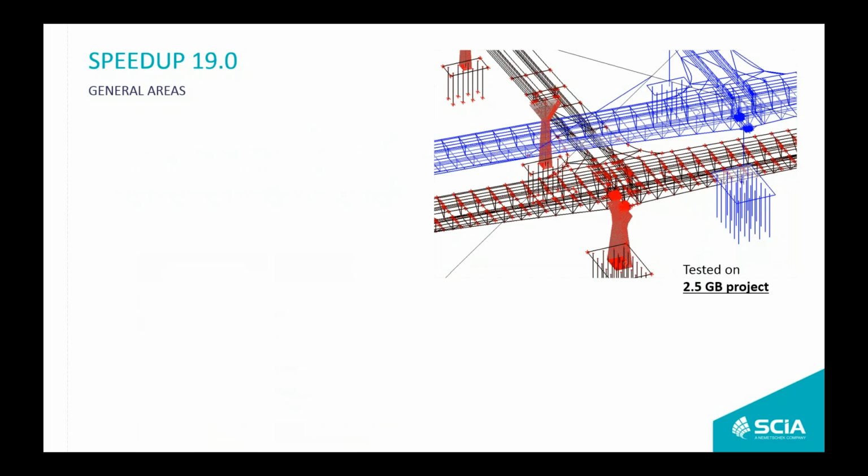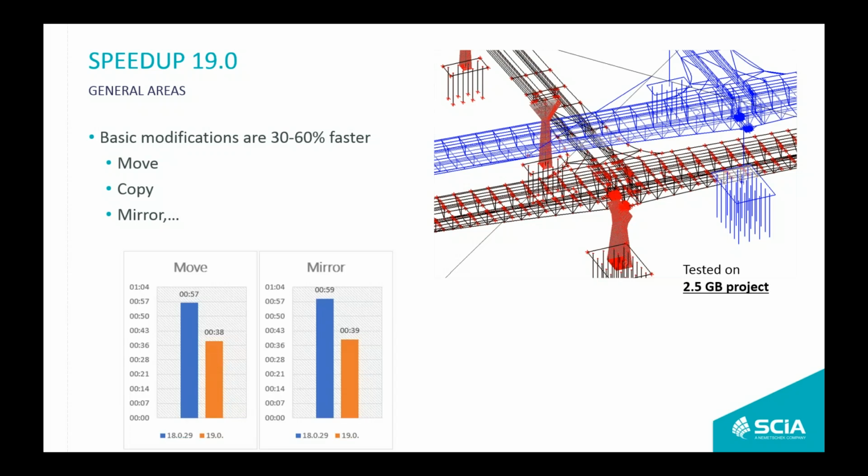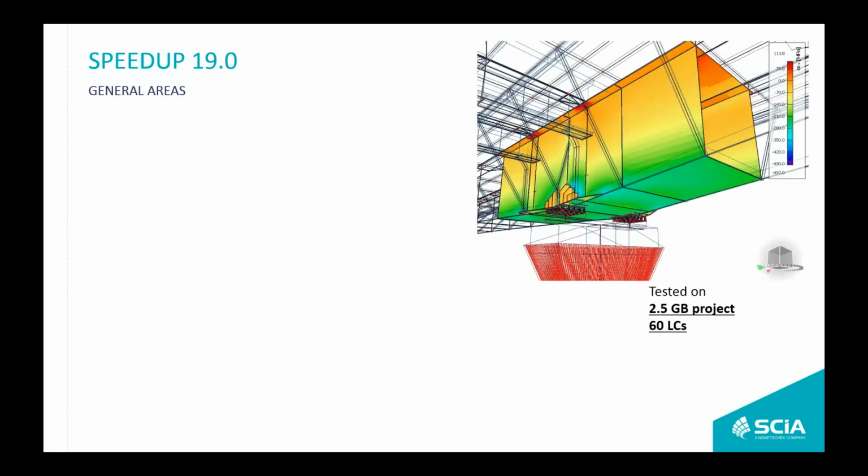The general speed up of manipulations in the 3D scene is linked to moving, copying, mirroring, or any other manipulations that you can do in the project, and these modifications are up to 50% faster than in version 18.0. Here in this case there is a significant amount of members, so the speed up for this particular project was around 30%.